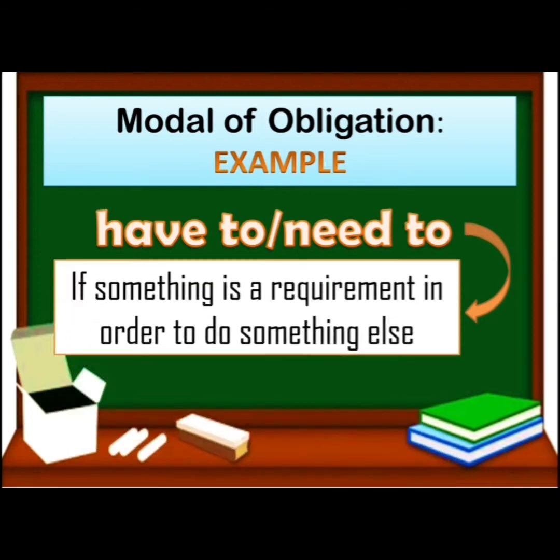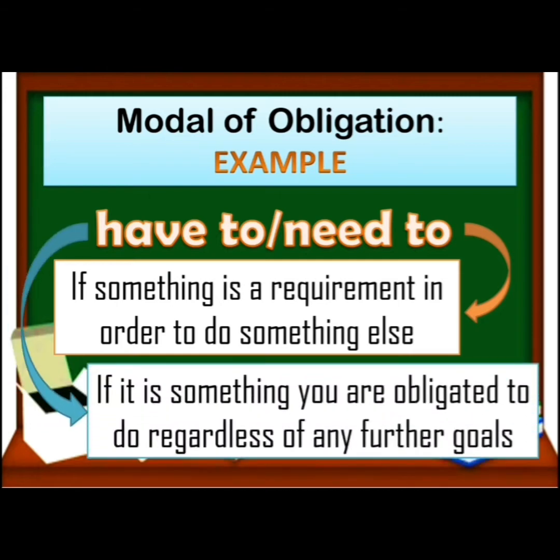First examples are have to and need to. What is the difference? When we say need to, this is expressed as something that is a requirement in order to do something else. While have to is used if you want to tell something you are obligated to do regardless of any further goals.